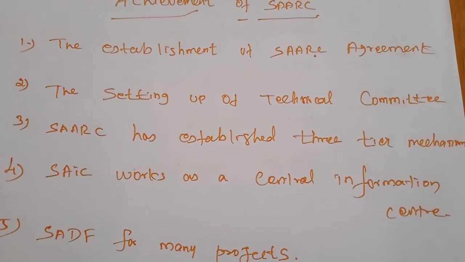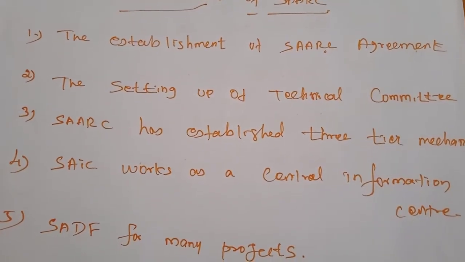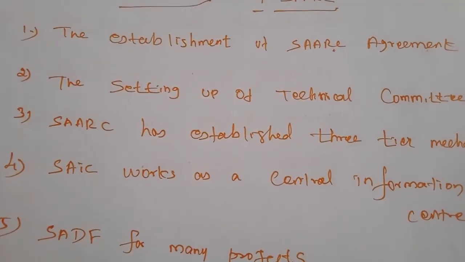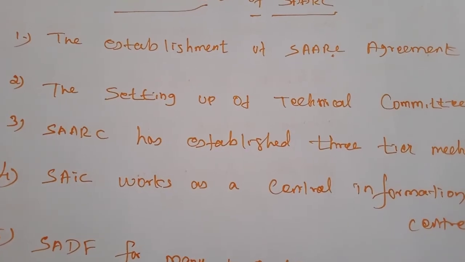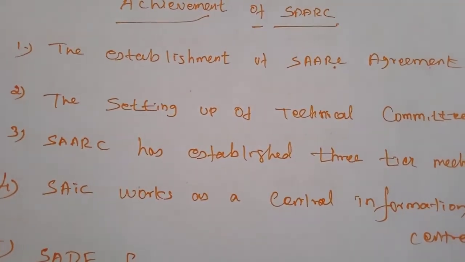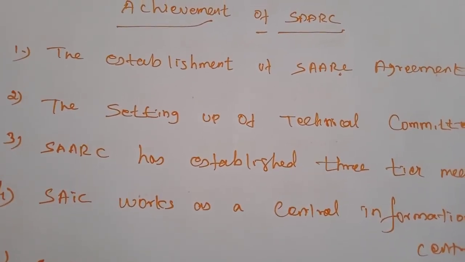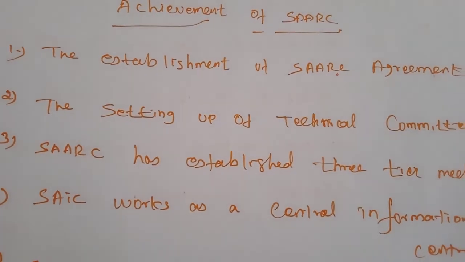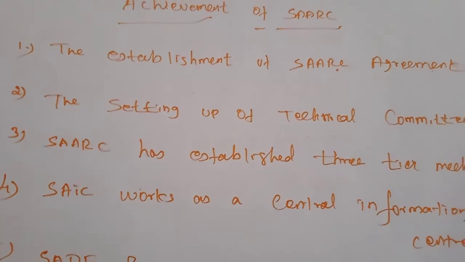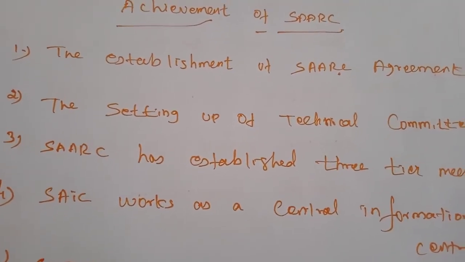Next, the setting up of technical committees for economic cooperation among the SAARC countries relating to agriculture, communication, education, health and population, rural development, science and technology and tourism, etc. So the SAARC organization set up technical committees for economic cooperation in these fields. Because of that, technical problems were removed and improved by way of the technical committees of the SAARC.